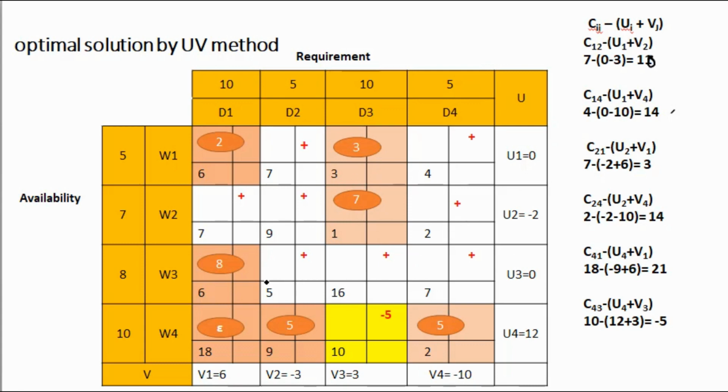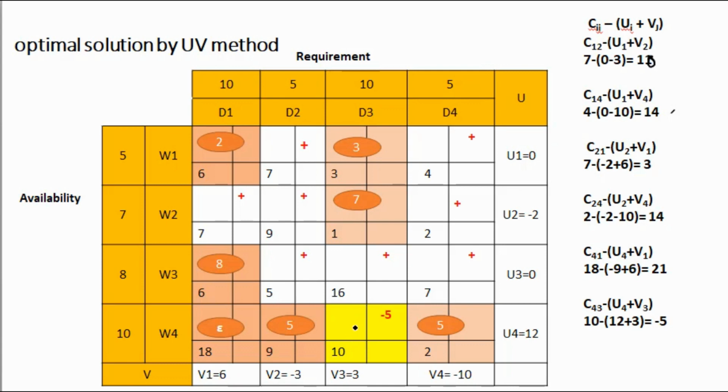Now all of them are positive except this particular cell, that is W4 and D3. For W4 and D3, that is C43, it is 10 minus of 12 plus 3. So that is equal to 10 minus 15, which is equal to minus 5. So that turns out to be negative. Since this is negative, the solution is not optimal. Therefore, the rearrangement of the cells has to be undertaken.